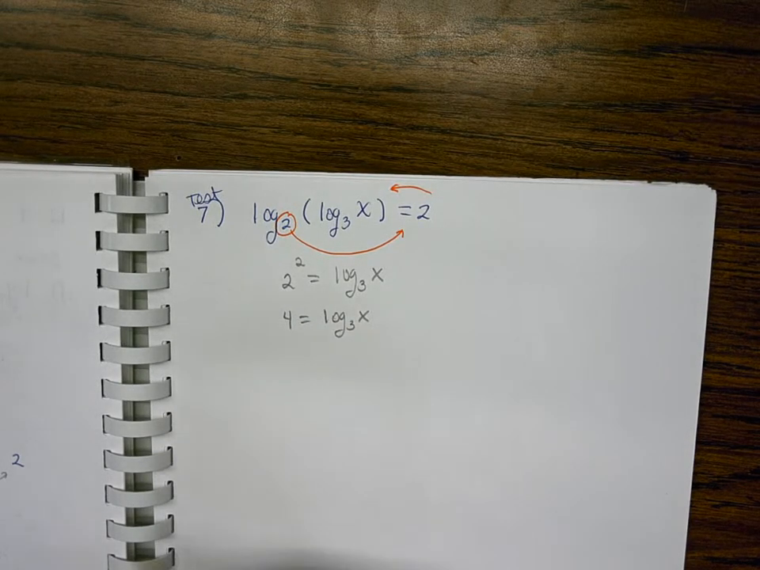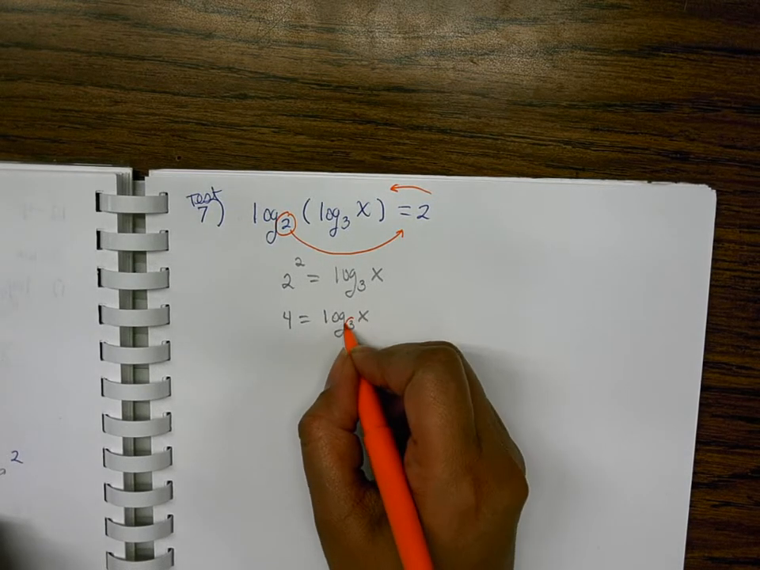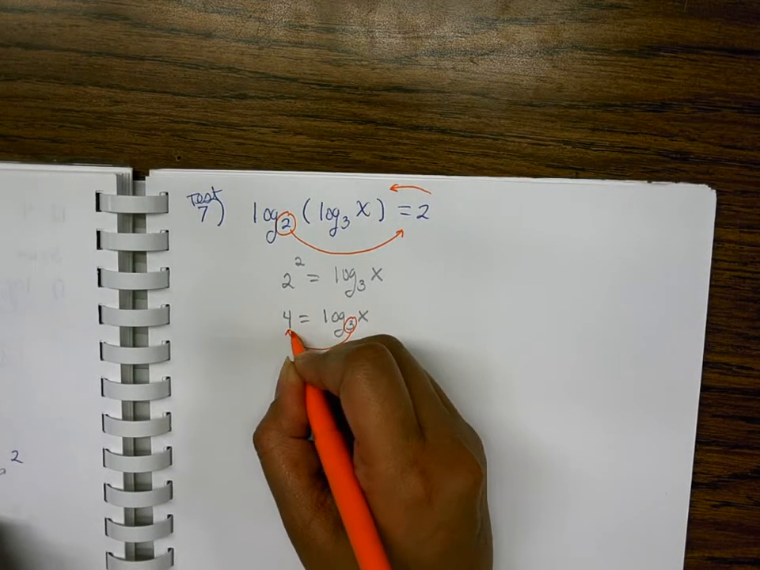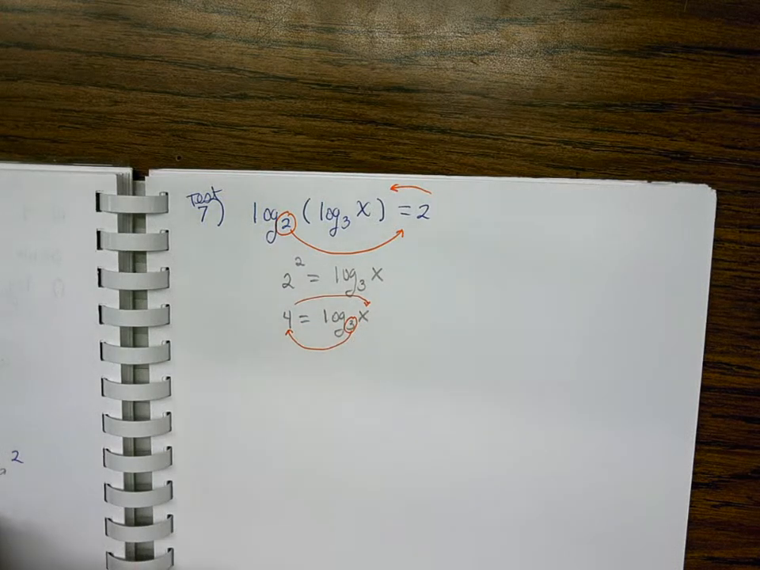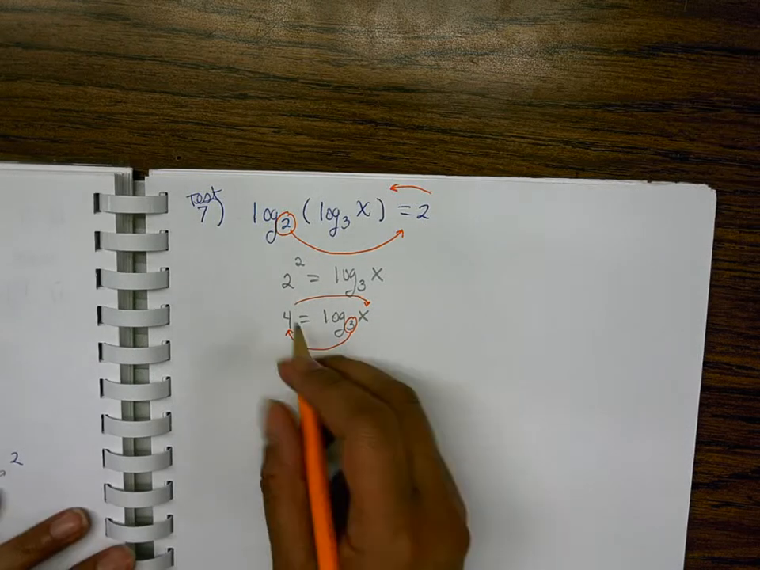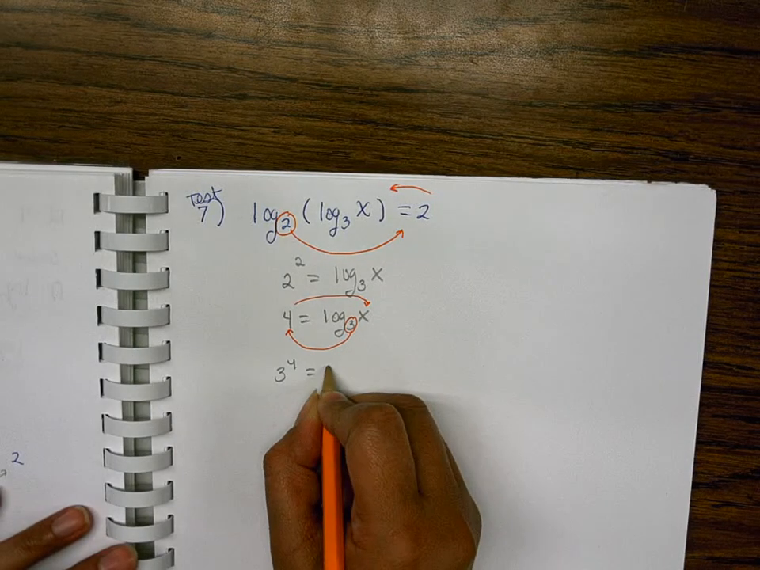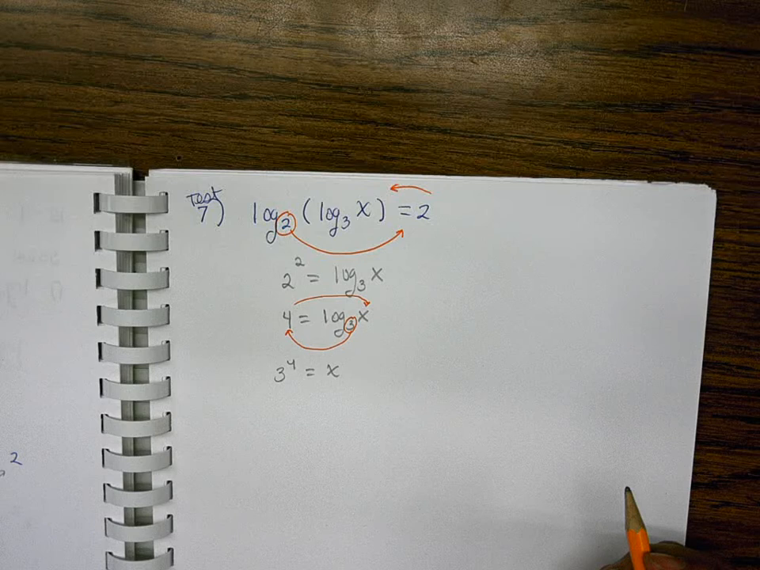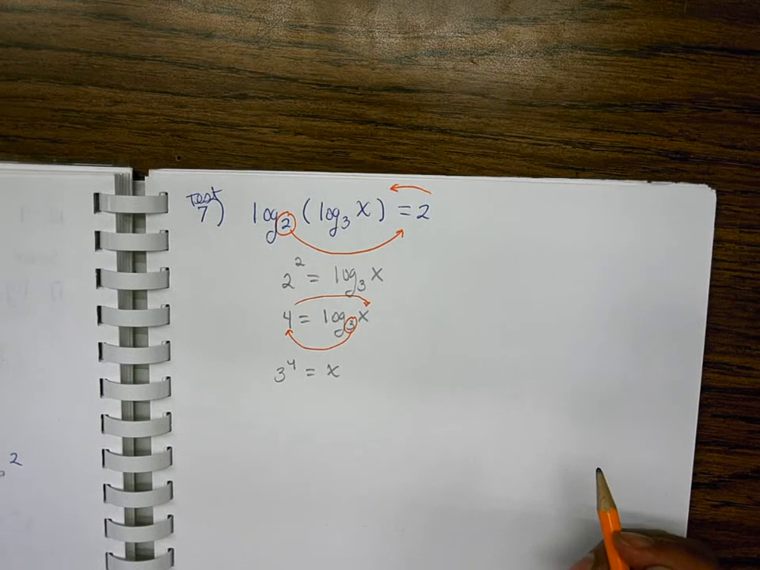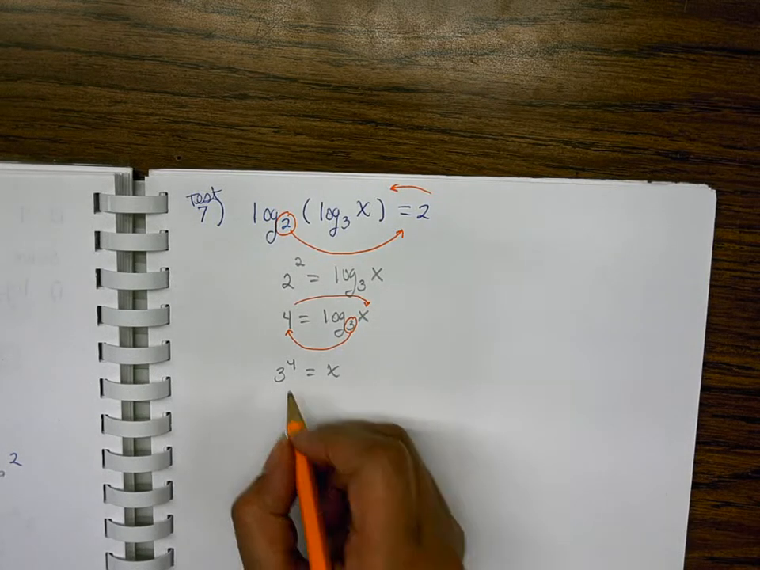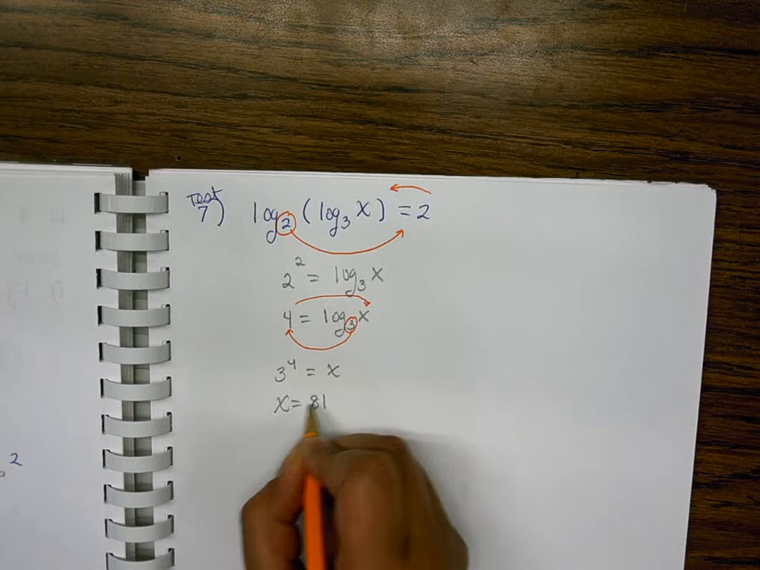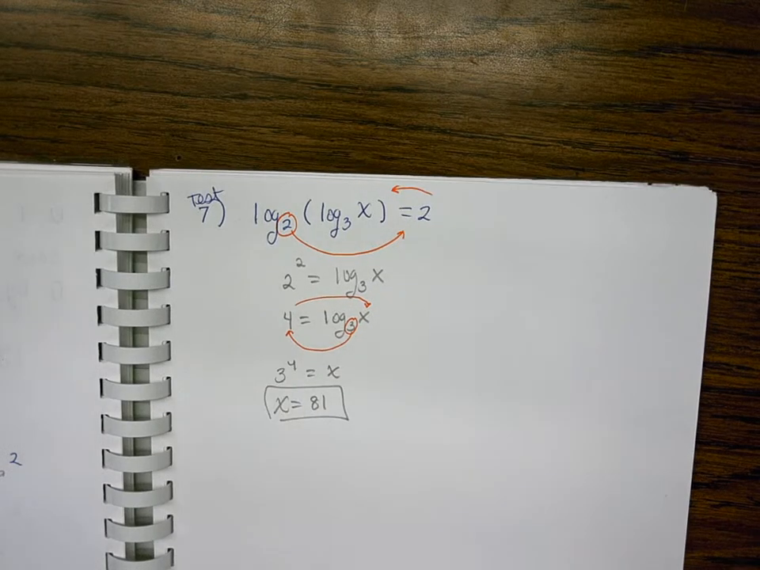Now I'm still trying to solve for x. Now I'm going to end up doing the same exact thing I did up here, but going the other way. 3 raised to what power equals what? 3 raised to the 4th equals x, and 3 to the 4th is 3 times 3 times 3 times 3. Therefore, x is 81.